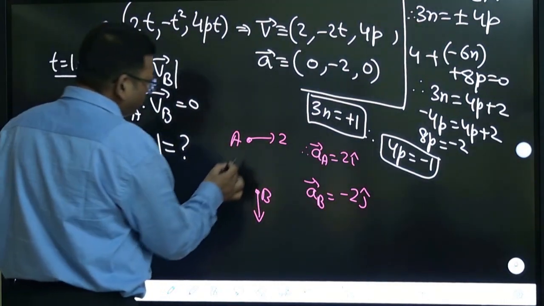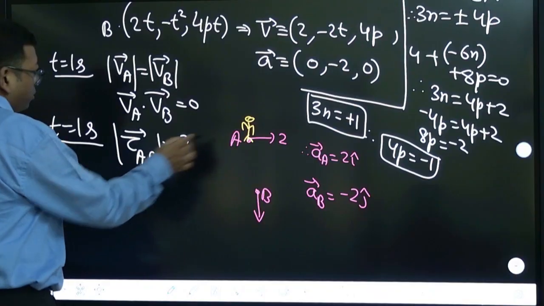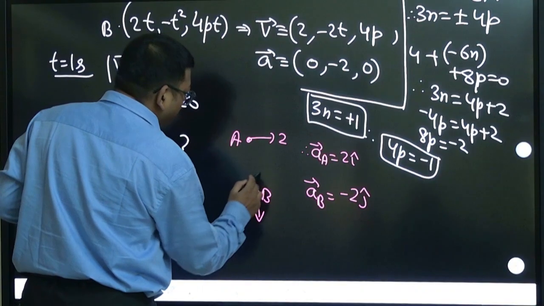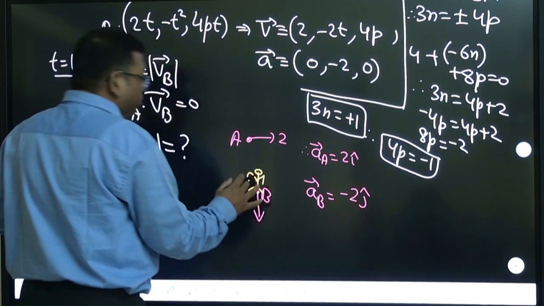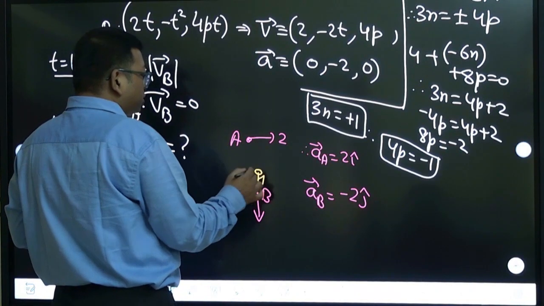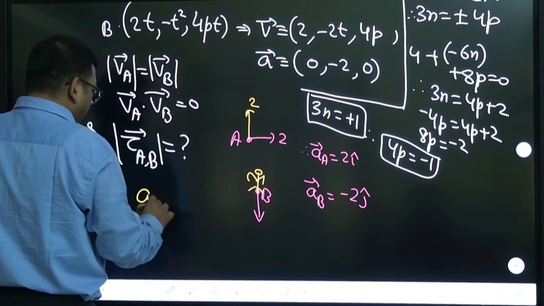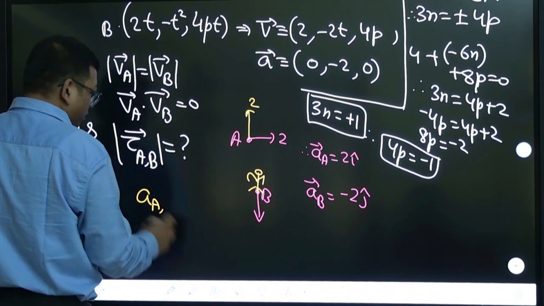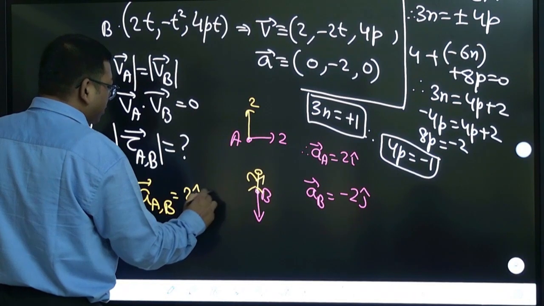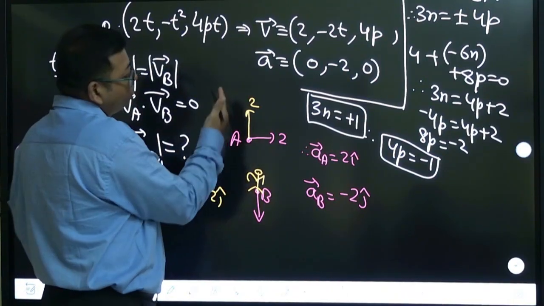So when you are studying relative to A, that means, are you studying relative to A? No, you are studying relative to B. So you have to calculate A relative to B. So observer is B here. B will give his negative acceleration. So this acceleration is downward. So opposite acceleration means 2 will come here. So acceleration of A with respect to B will be 2 i cap plus 2 j cap.